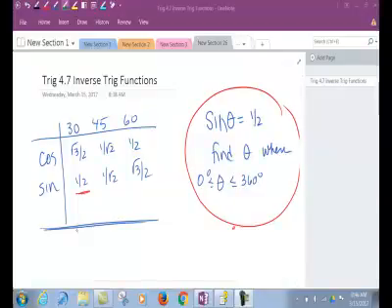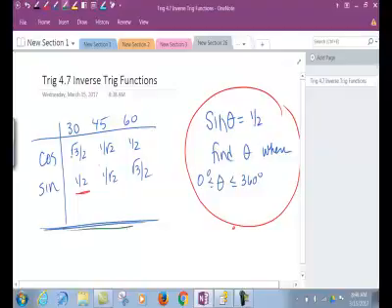Today we're talking about inverse trig functions, and so this will rely heavily on your memory of our exact values. So I've gone ahead and on the screen rewritten the table for the cosine and sine of the 30, 45, and 60 degree angles. And I want to remind you of a problem we've had before, and that is to find theta so that the sine of theta is 1/2.